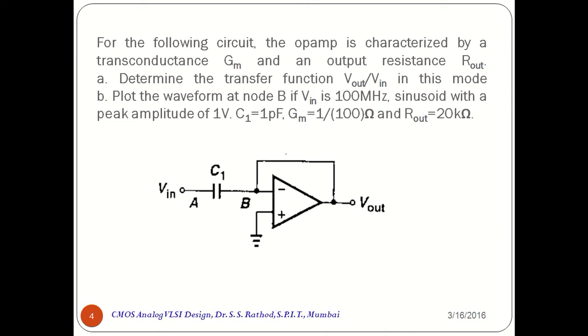So before solving the issue, let us try to solve this simple numerical. What it says is that for the given circuit, the op-amp is characterized by transconductance capital GM and an output resistance Rout. Part A is to determine the transfer function Vout by Vin in this mode, and part B is to plot the waveform at node B if the input is a 100 MHz sinusoid with a peak amplitude of 1 volt, C1 is equal to 1 picofarad, GM is 1 upon 100 ohms, and Rout is equal to 20 kilo ohms.